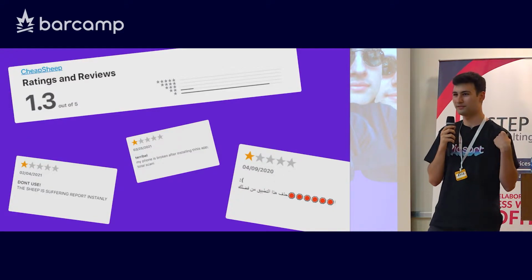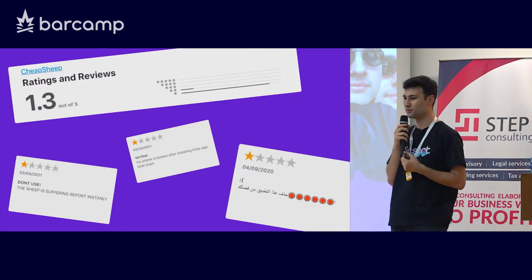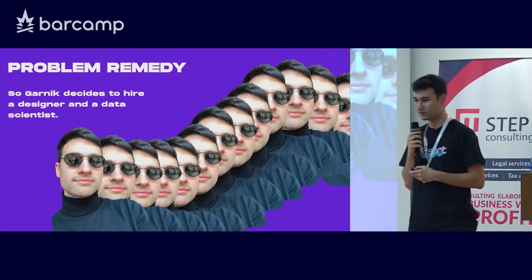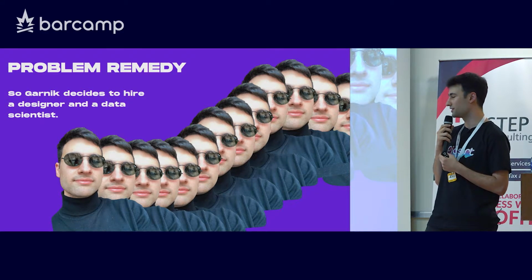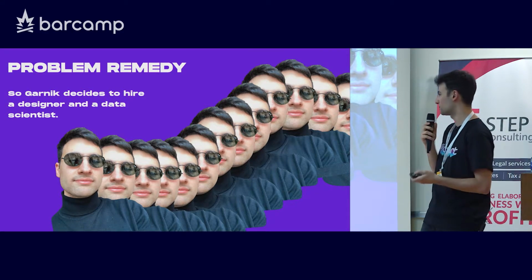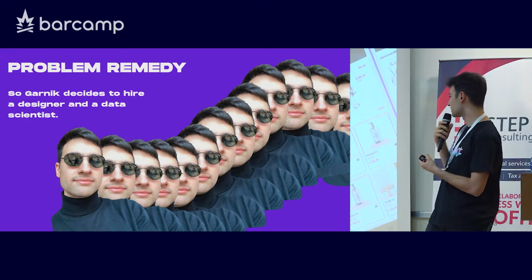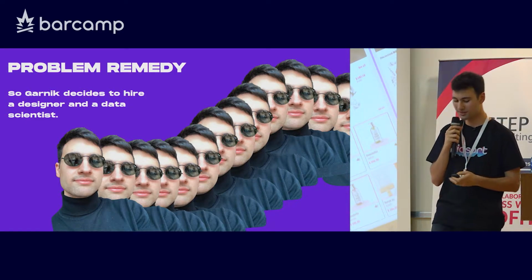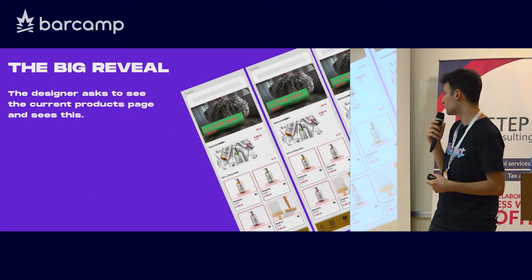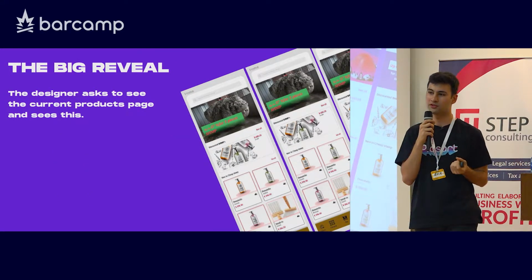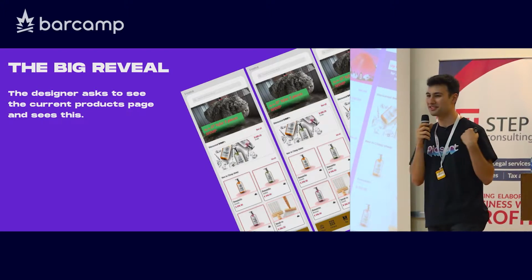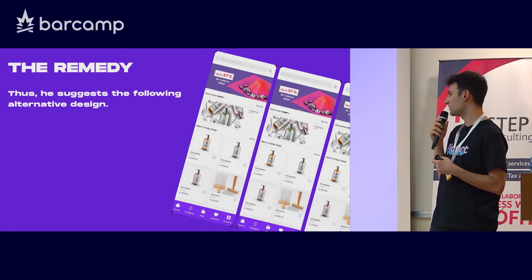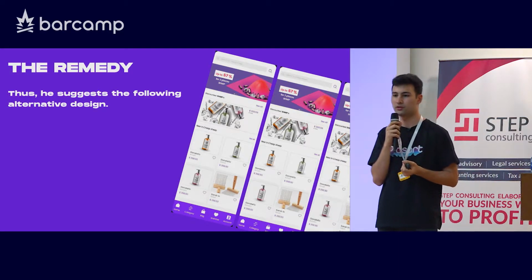So what Garnik thinks will solve his problems: he hires a data scientist and a designer. The first thought that comes up to the designer is to see the current page of his mobile application, and he sees this. Apparently this is perhaps not the best way to showcase your product, and he suggests changing it to a new version, a different design. The evident question comes up whether we can just replace the old version with the new one.